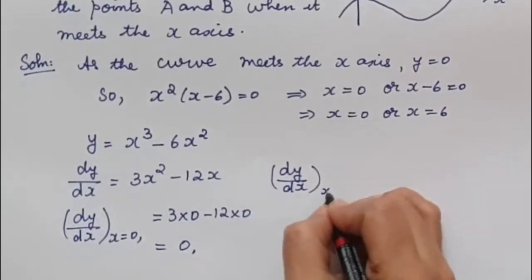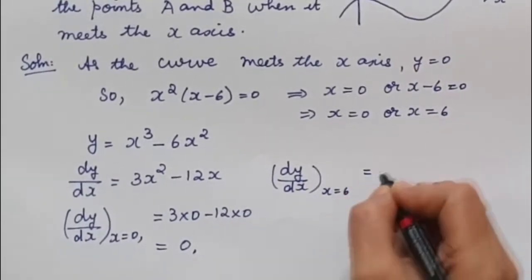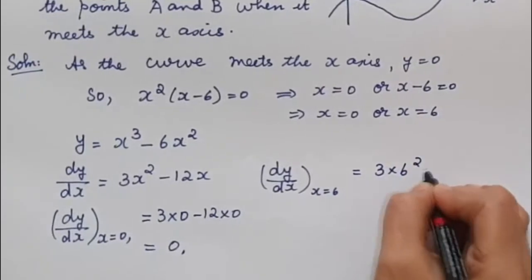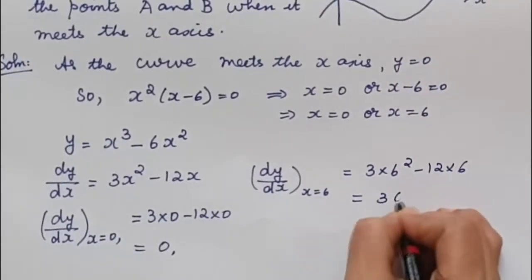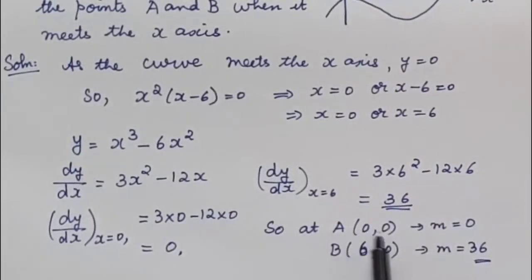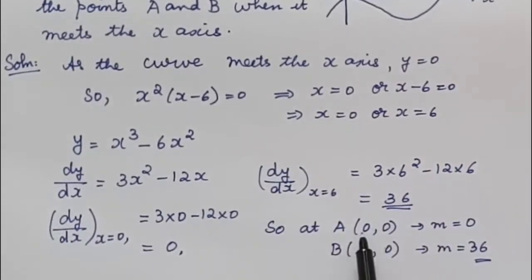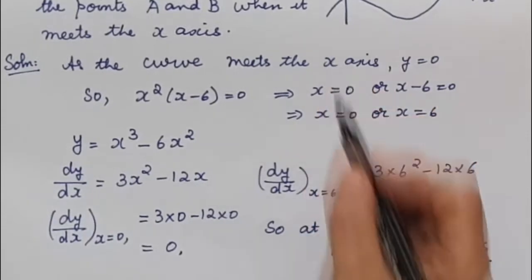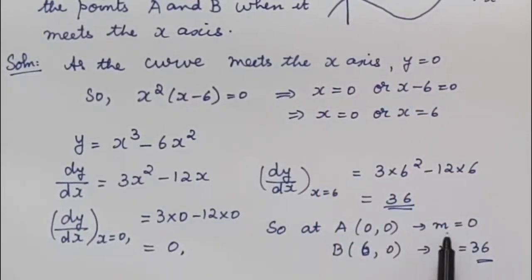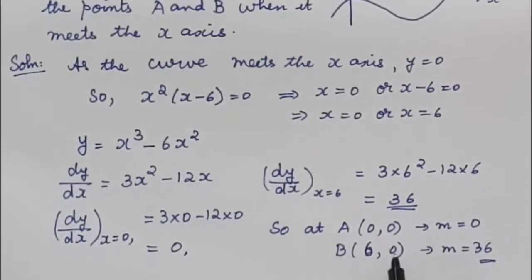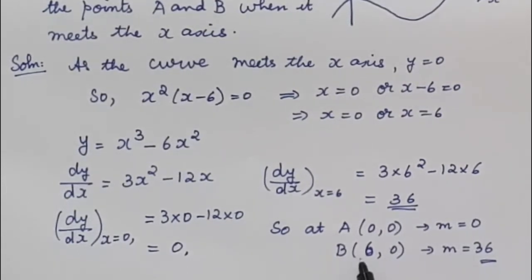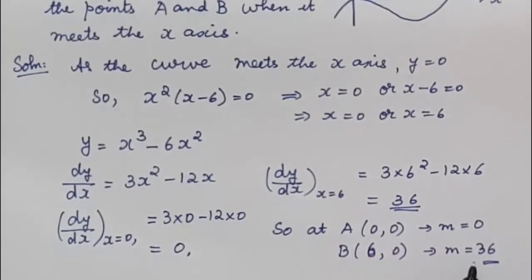Now, the same thing, dy by dx at the point when x equal to 6. So, it will be 3 into 6 squared minus 12 into 6. So, this will be equal to 36. So, at A, when y is 0, the x coordinate is 0. So, the gradient at that point is 0. In the same way at B, when the y coordinate is 0, we got our x coordinate as 6. At that point, our gradient is 36.